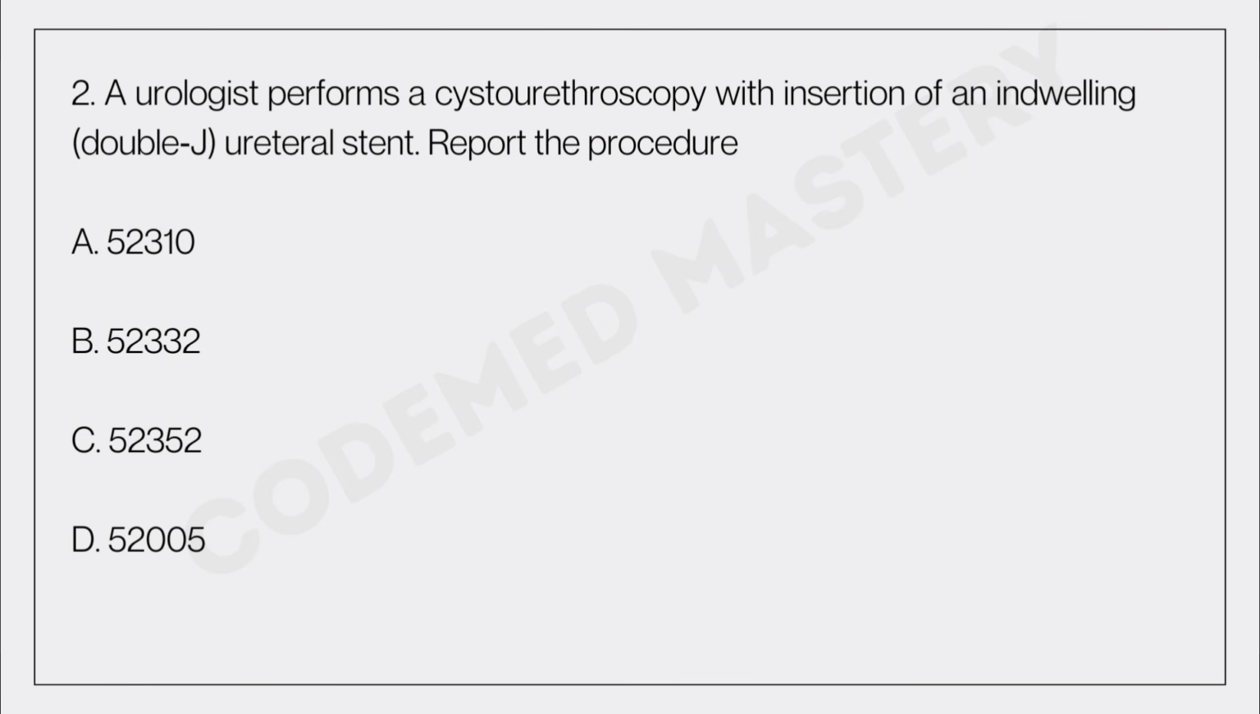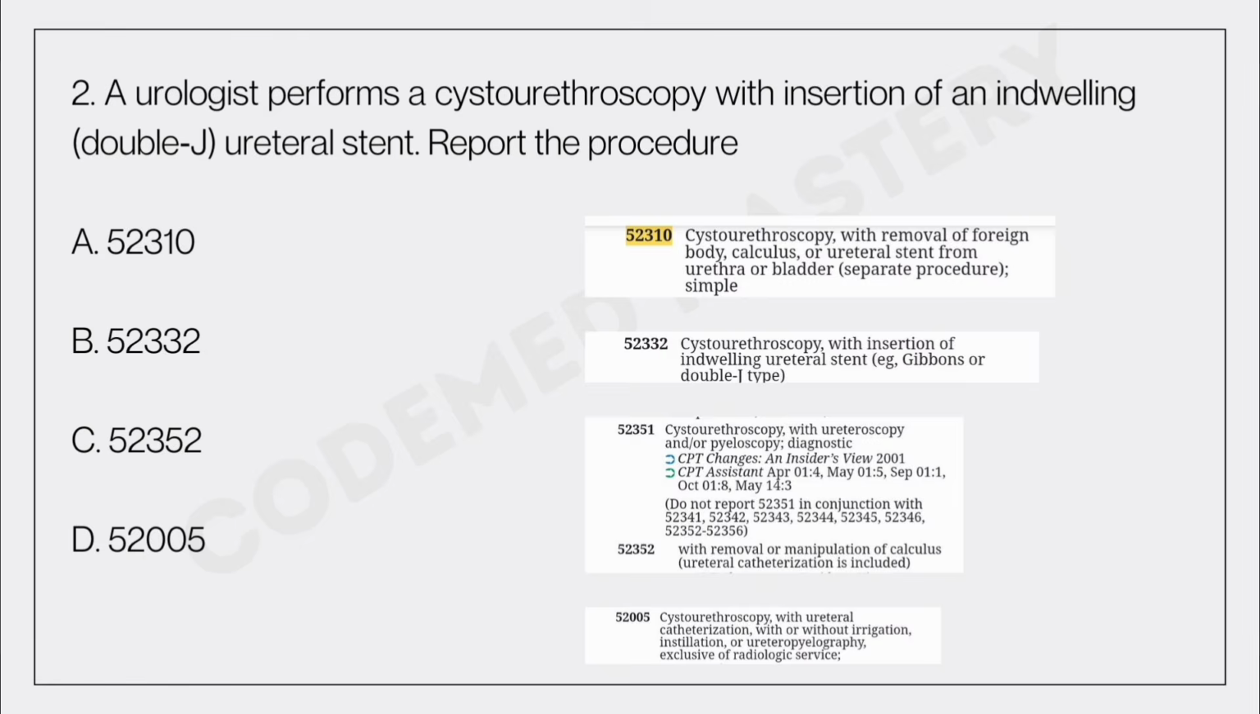Next question. A urologist performs cystourethroscopy with insertion of an indwelling double J urethral stent. Report the procedure. Options are 52310, 52332, 52352 and 52005.